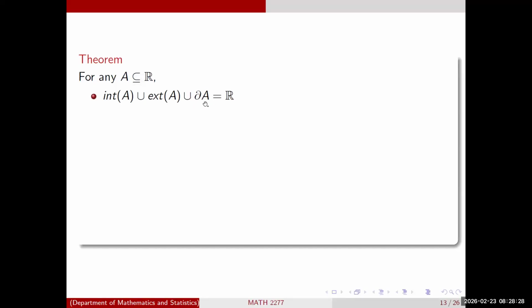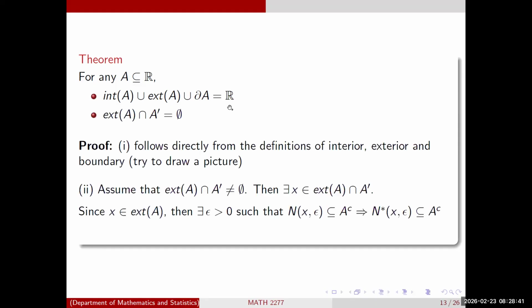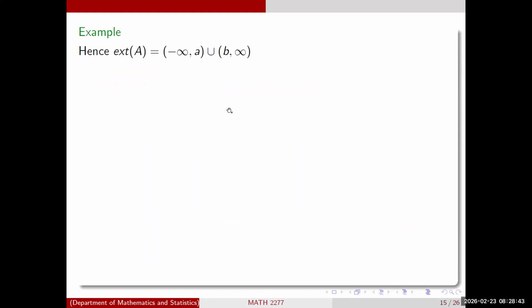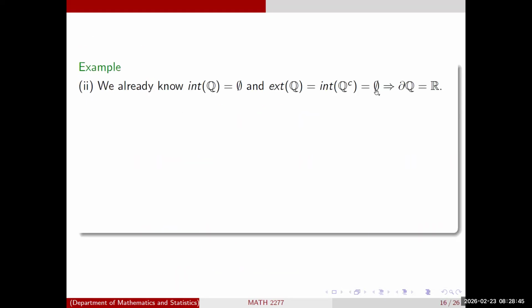So this is the boundary of the rational numbers. Therefore, the boundary of Q equals all of the real numbers. So this is the result they are using. That's how they got this result: the boundary of Q is all of the real numbers.